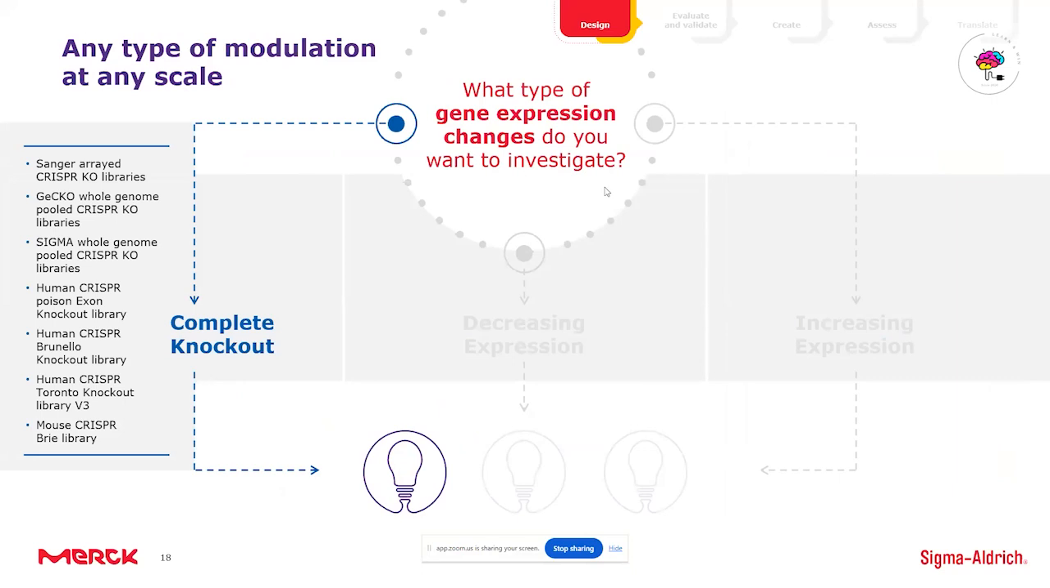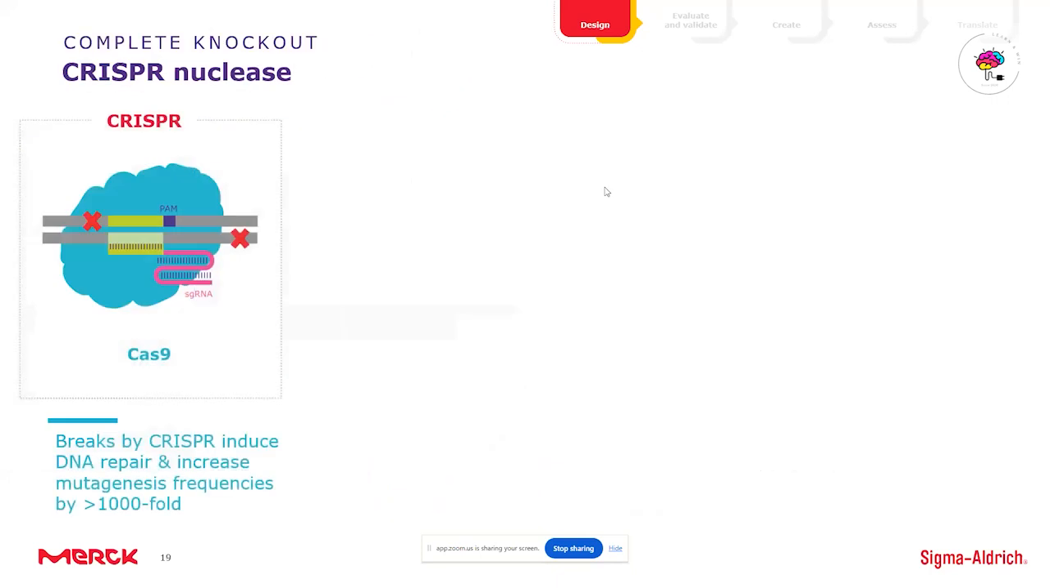So if you're looking at the complete knockout, we have the Sanger arrayed CRISPR KO libraries. We have poison exon knockout library. We have human CRISPR Brunello knockout library. So plenty of products that we can support you with. But when we talk about the complete knockout, what is it?